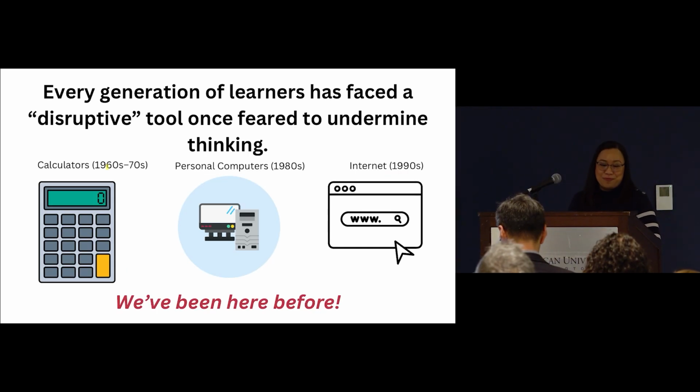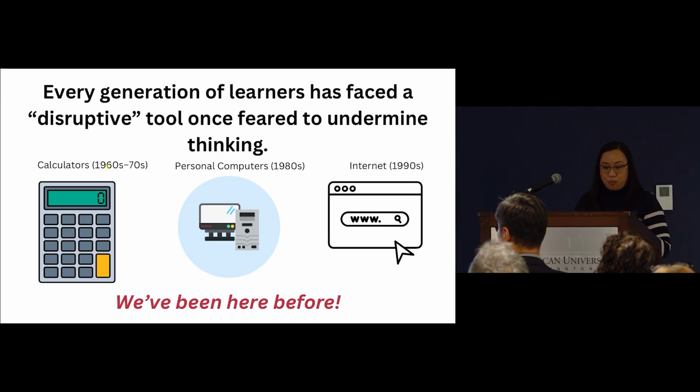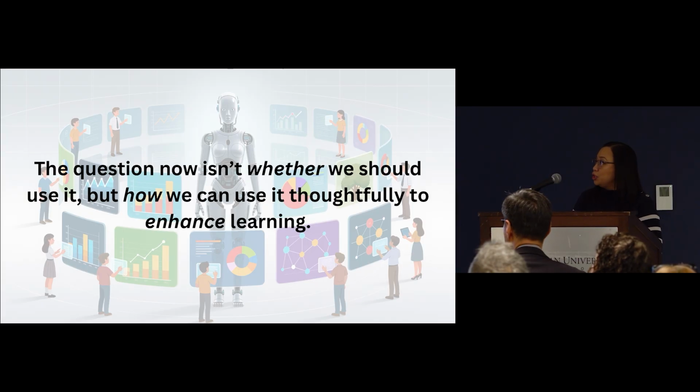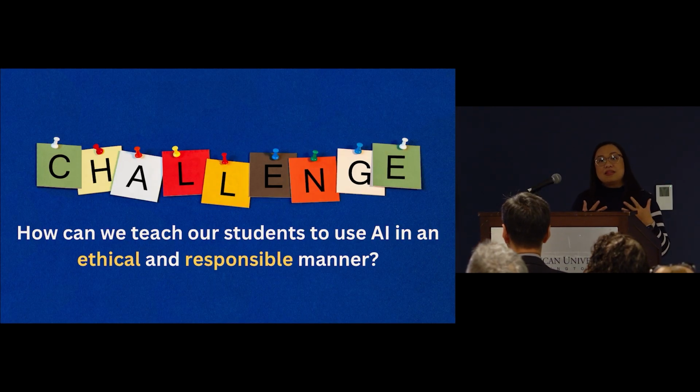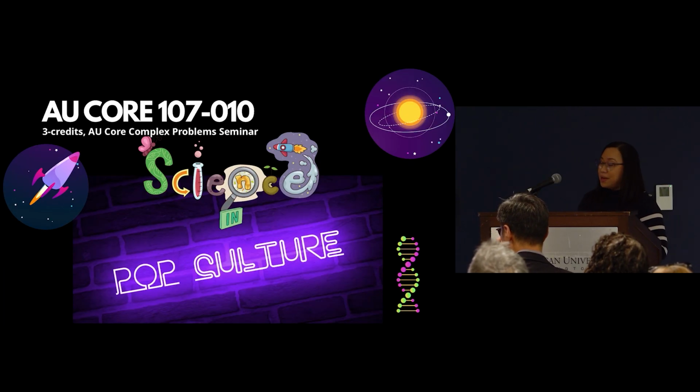But we've been here before. Every generation of learners has faced what we call a disruptive tool, once feared to undermine thinking. We have calculators, which might replace how we think about math, personal computers, which can be a distraction, and the internet, of course, which can just be cut, copy, paste of information. But we've overcome that and we've found ways to apply these tools to help us in our learning, not to replace the way we think and the way we reason with things. So the question now isn't whether we should use it, but how we can use it thoughtfully, ethically, and responsibly to enhance our learning.